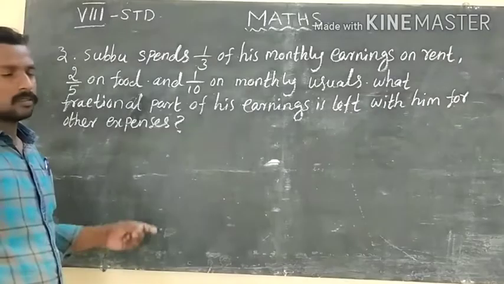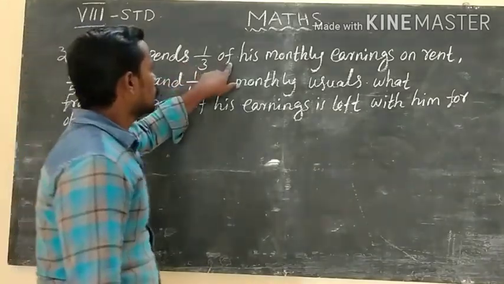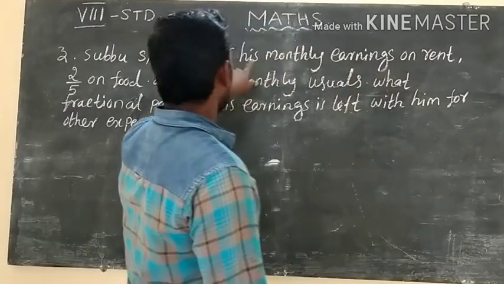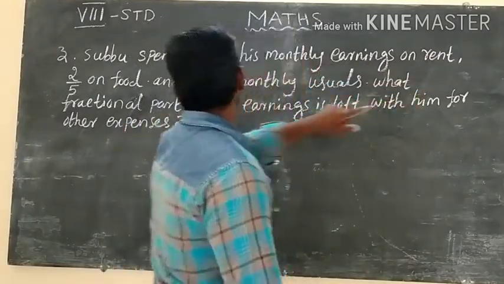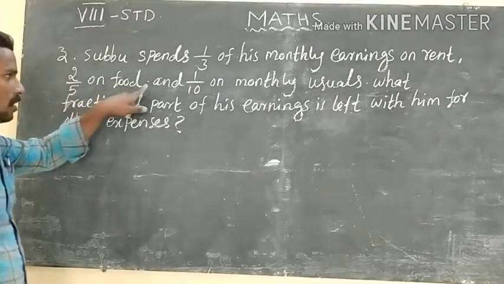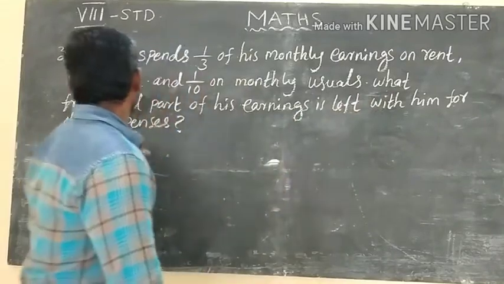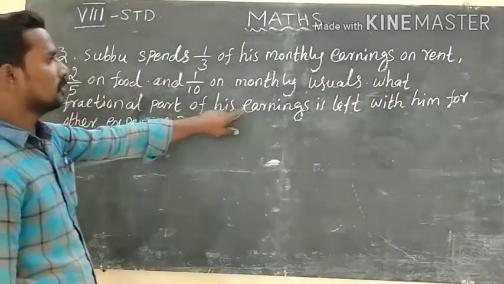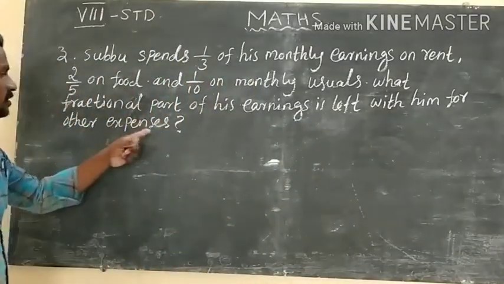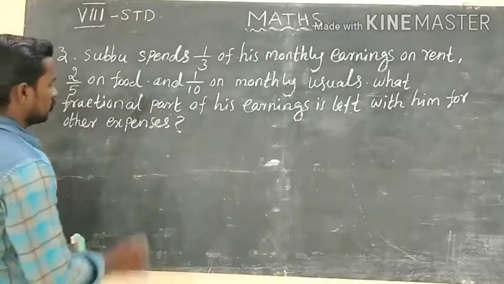Okay, dear students. The third question. Subbu spends 1 by 3 of his monthly earnings on rent, 2 by 5 on food, and 1 by 10 on monthly usuals. And what fractional part of his earnings is left with him for other expenses? So what is the other expenses part? This is your question.